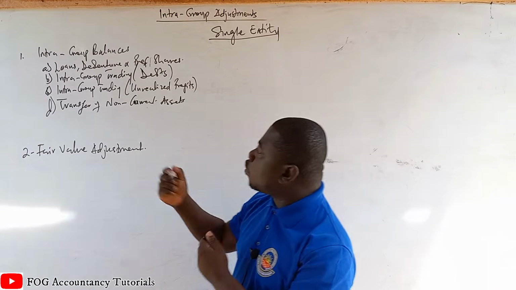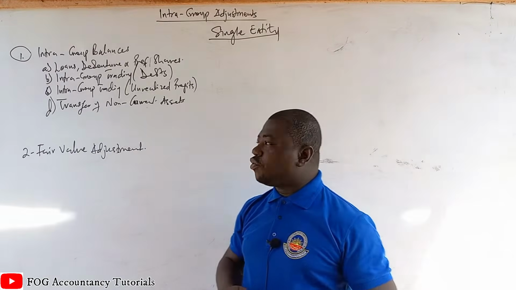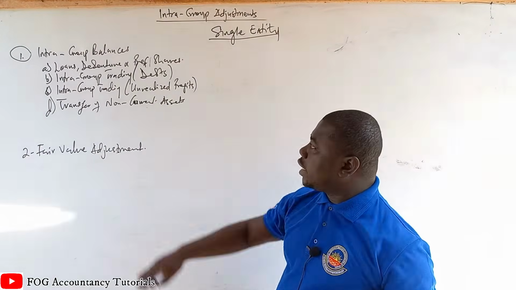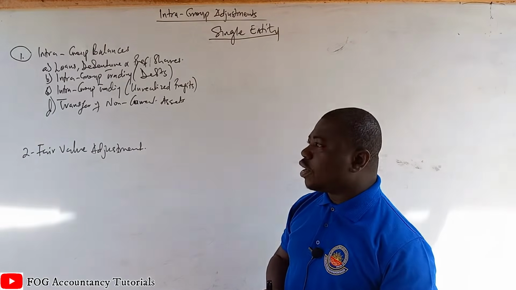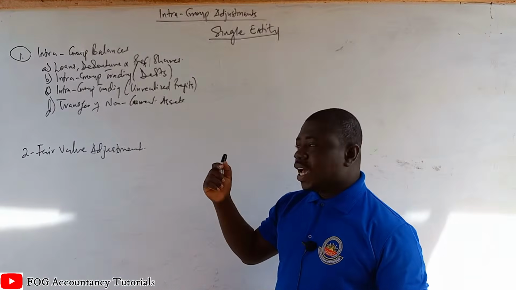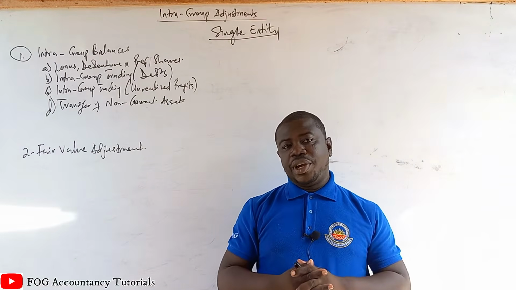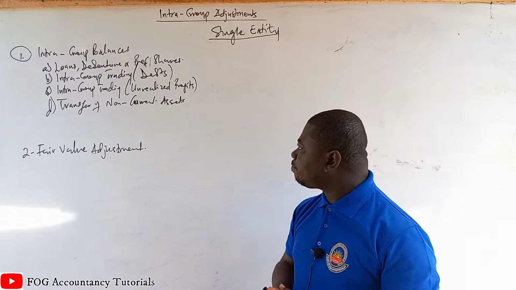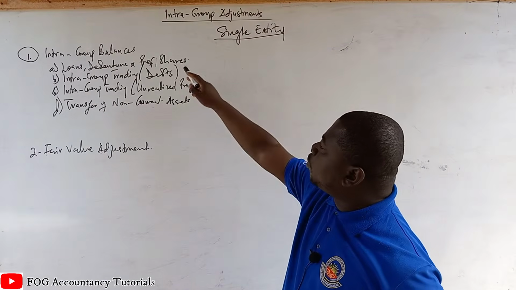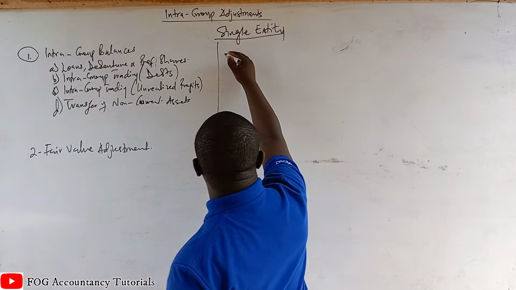Now, the main focus is on intra-group adjustment, and we are going to talk about four main things with intra-group. I'm going to start with the loans, debentures, and preference shares. And then I'll move on to how to deal with intra-group debts. And then we'll look at how to deal with intra-group unrealized profits. And then finally, the transfer of non-current assets between parent and subsidiary. All right. So let us begin with the first intra-group adjustment, which is the loans, debentures, and redeemable preference shares. Now, how do we deal with those ones?